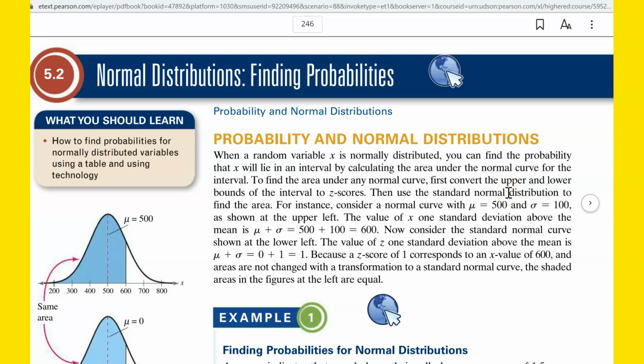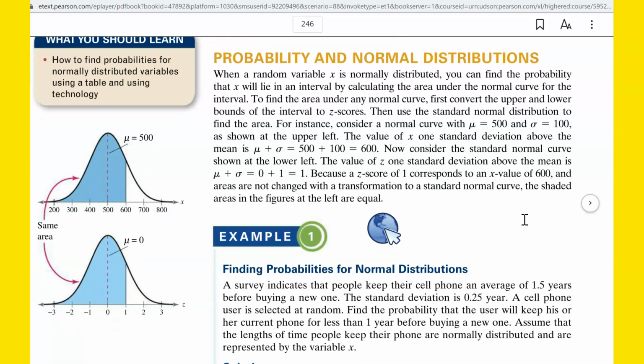Hello, Math 200, section 5.2, normal distributions, finding probabilities. When a random variable x is normally distributed, you can find the probability that x will lie in an interval by calculating the area under the normal curve for the interval. So this is kind of what we got into a little bit in this last section, that the area under the curve corresponds to the probabilities of being those particular values that we're talking about on the curve.